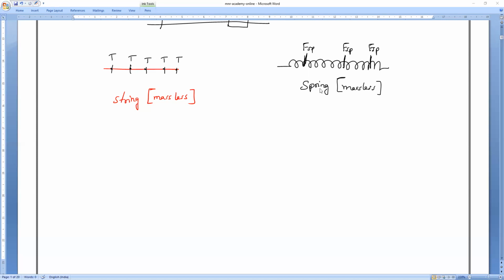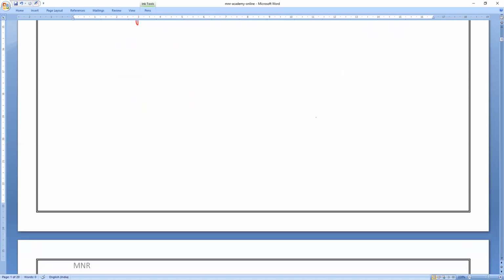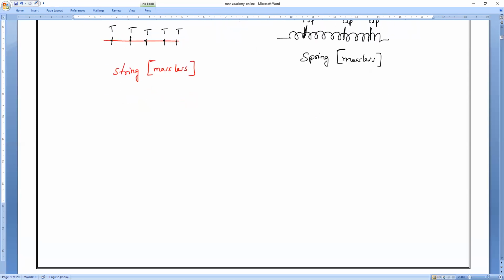Everyone understood? Yes, please, Mr. Narayan. So now let us take an example. Let me consider two boys. Let me consider this is Mr. Pradosh. He has been attached to one spring. He is tugging. And there is another boy.